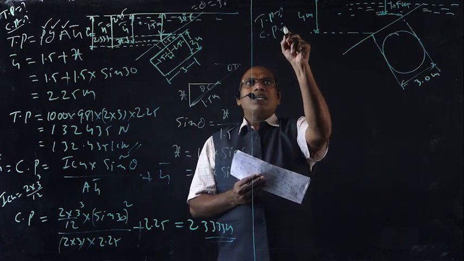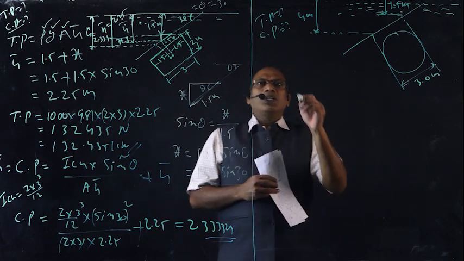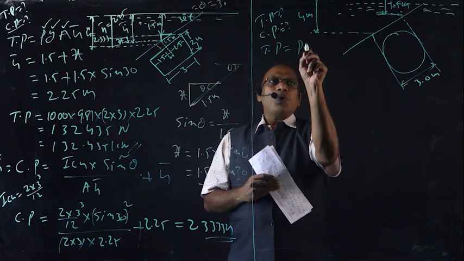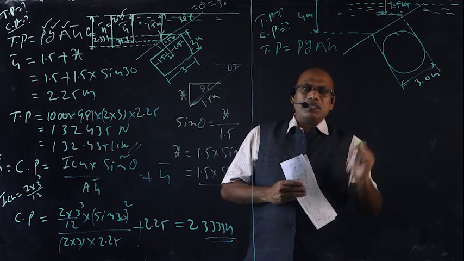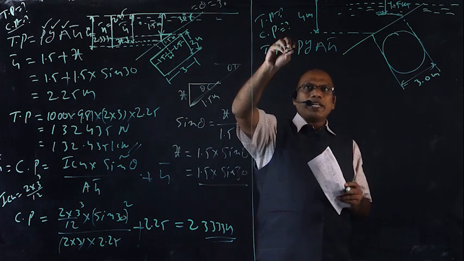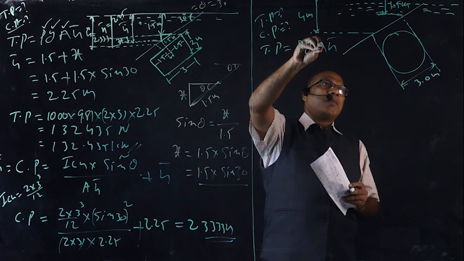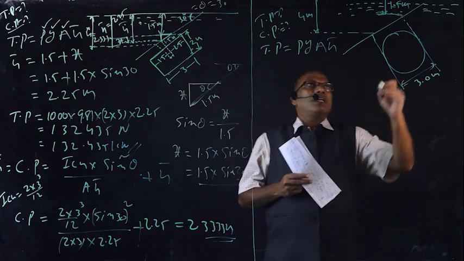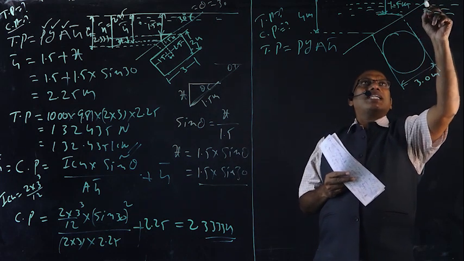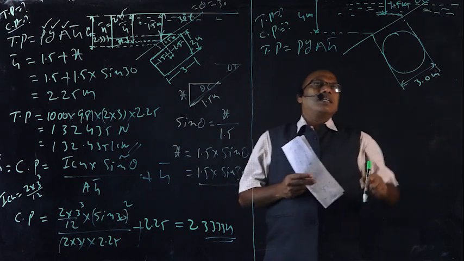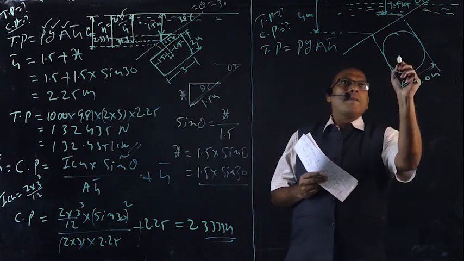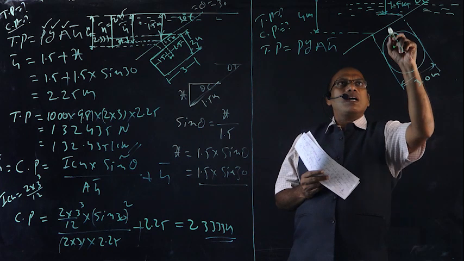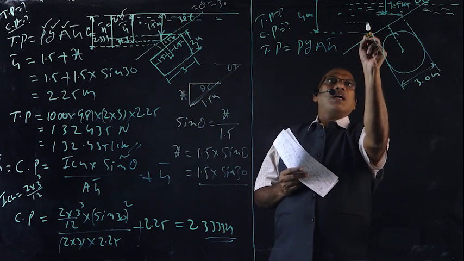What is the center of pressure? Total pressure formula equal to rho g A h bar. Rho equal to 1000 kg per meter cube, g is 9.81, A is pi d square by 4, diameter given here. H bar we are going to determine first. Here they have not given theta value.